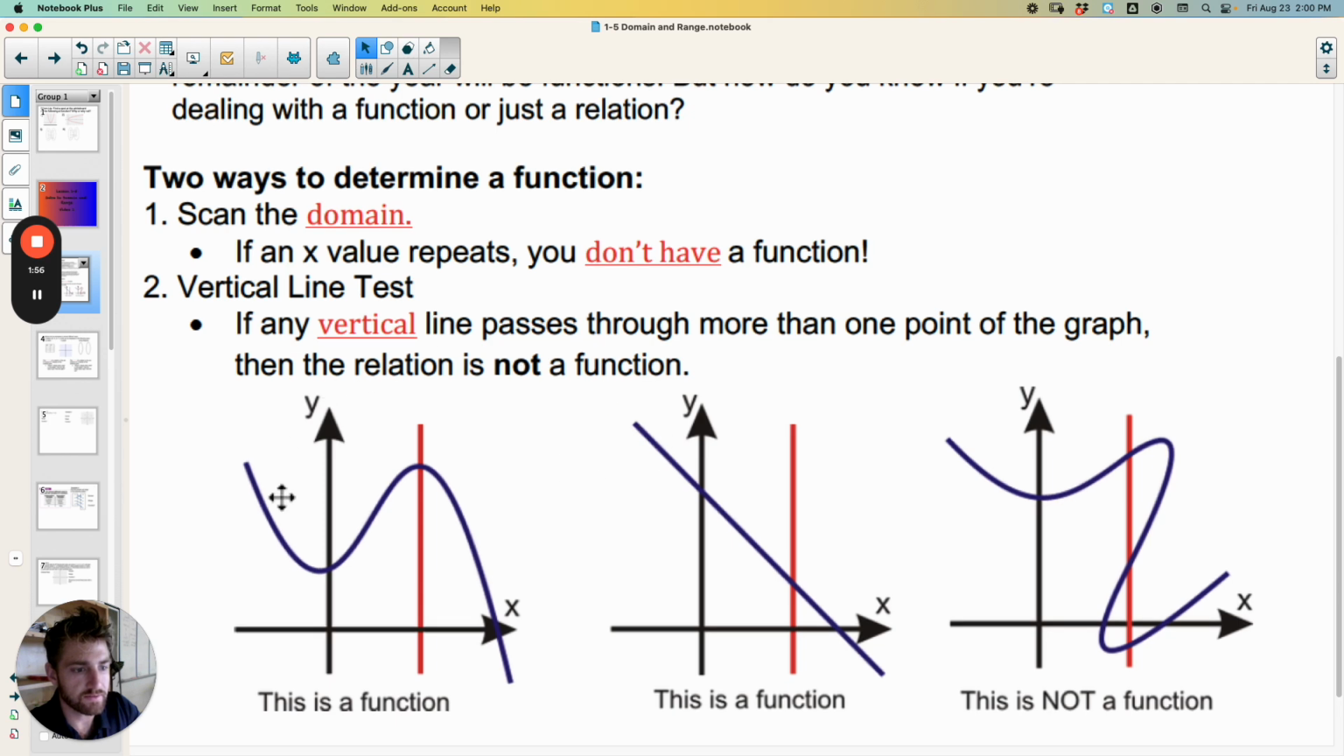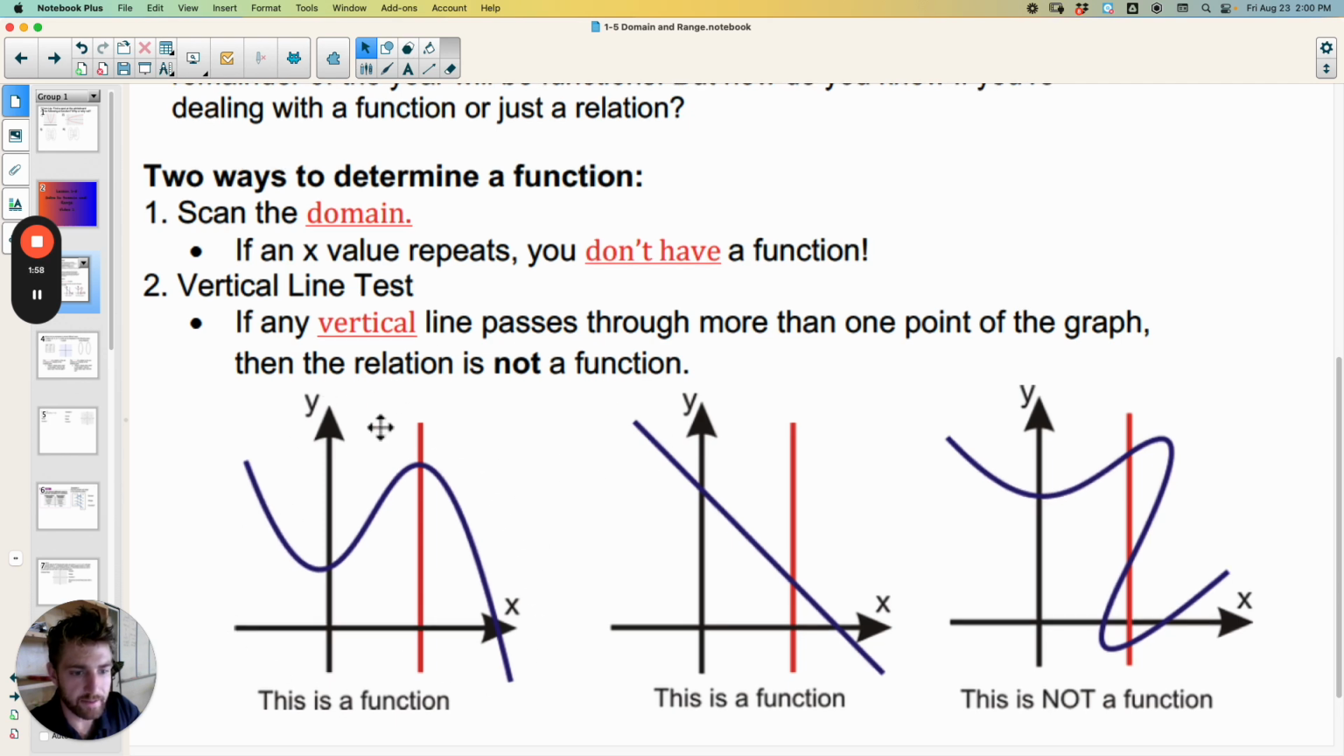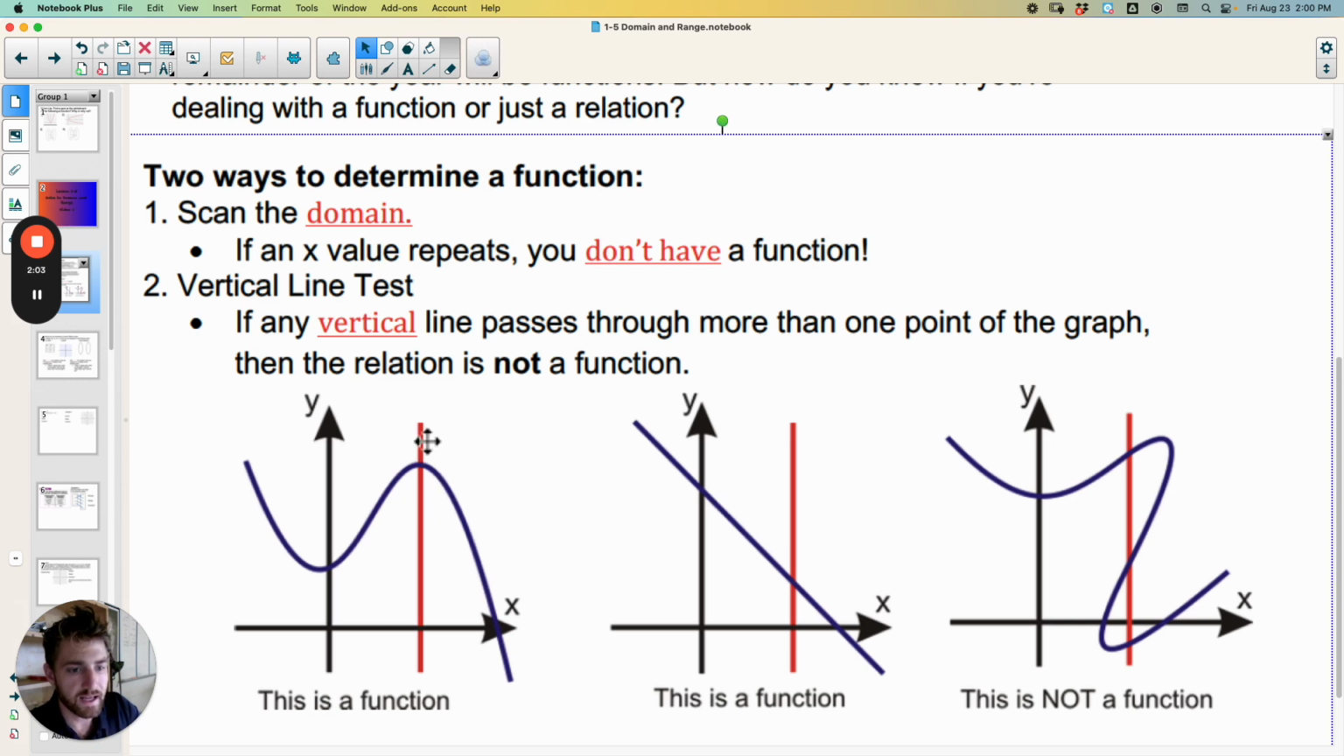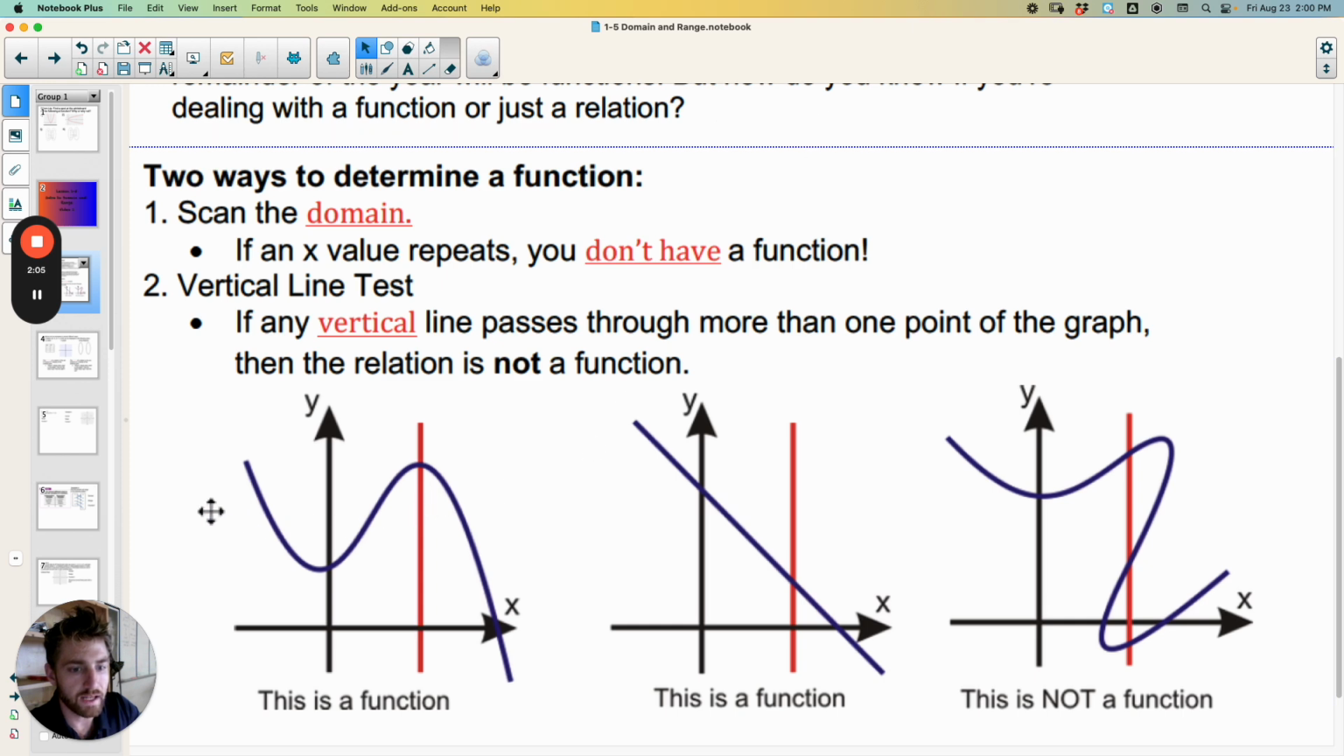So let's look at these visuals right here. So this first example is a function. So think if you were to take this line right here and move it left and right, this intersection here, there would only be one intersection. Even though it would move, it would only intersect that line one time. Same thing with this one.